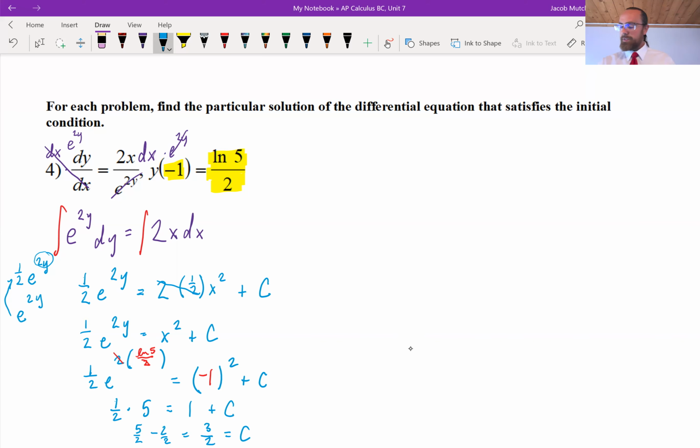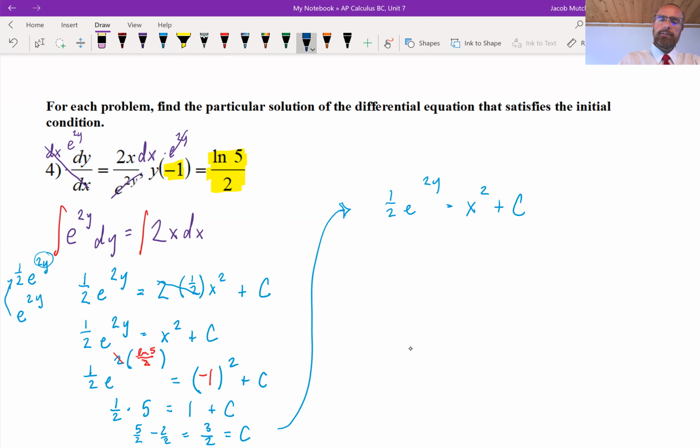So now once I've got c, just like with our previous example, I'm ready to write our particular solution. So let's take that and plug in our new value for c, 3/2. So again, let me record the general solution here. It's 1/2 e to the power of 2y equals x squared plus c. And now we'll plug in our c value. Here's our particular solution. 1/2 e to the power of 2y equals x squared plus 3 over 2.